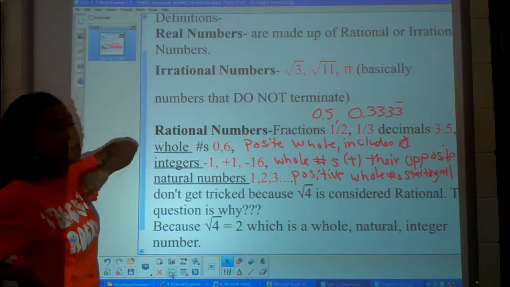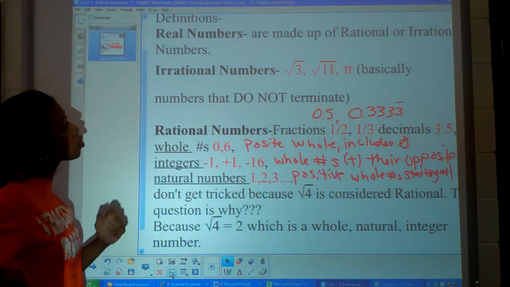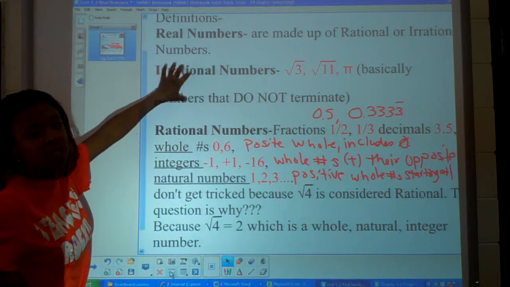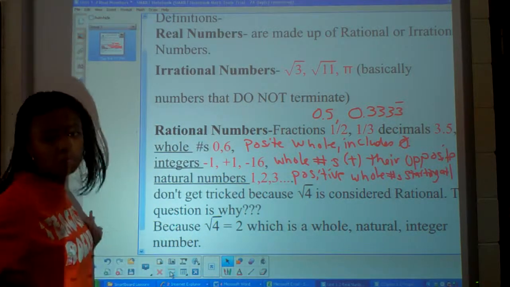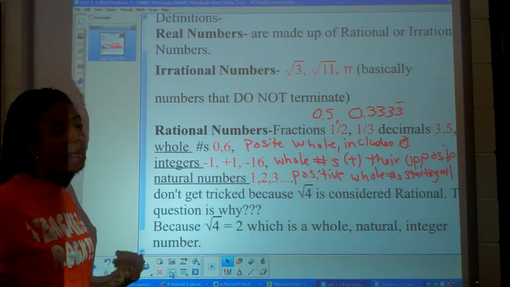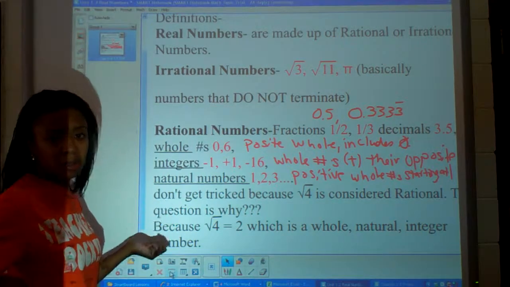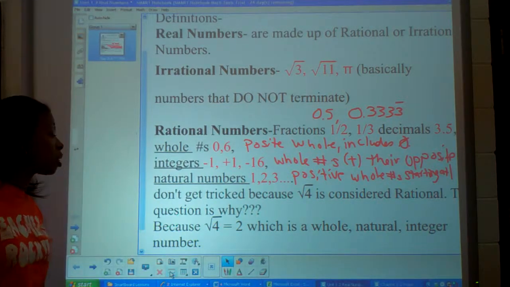Remember, real numbers are made up of rational numbers or irrational numbers. And the easiest one to remember is what an irrational is. Irrational numbers are just numbers that don't terminate. They'll go on forever. Pi, square root 3, and square root 11. And again, these should already be in your notes.